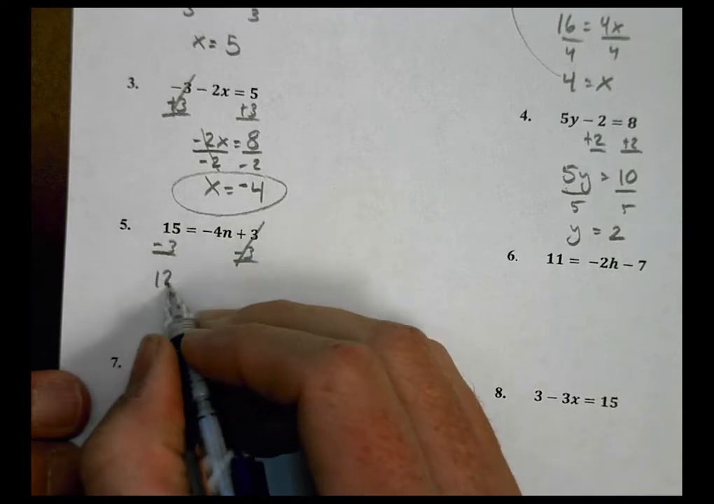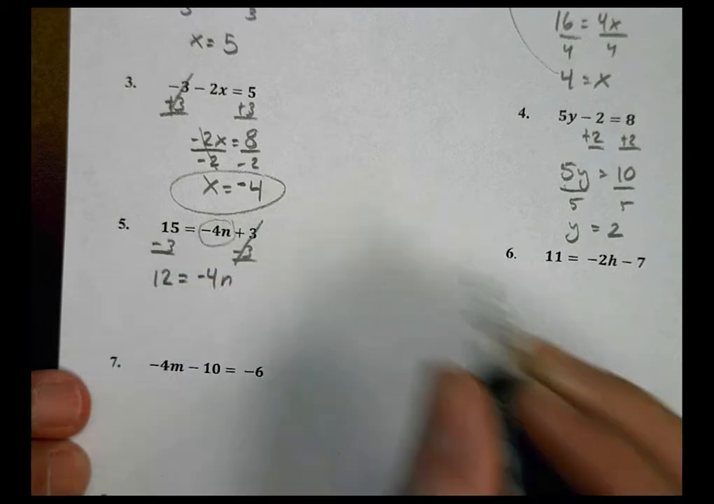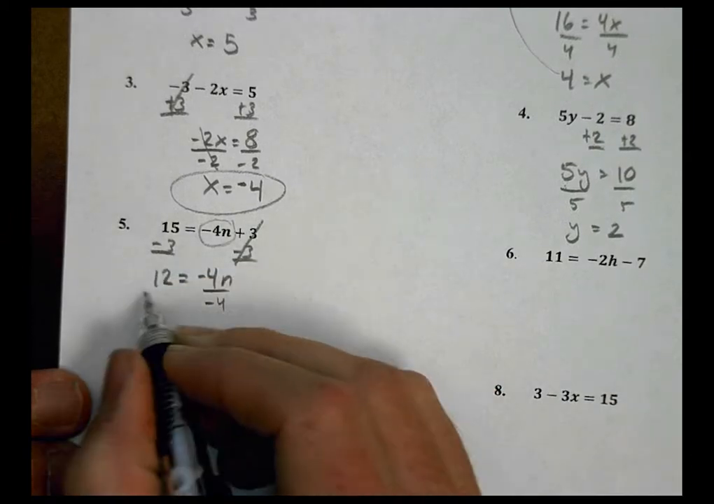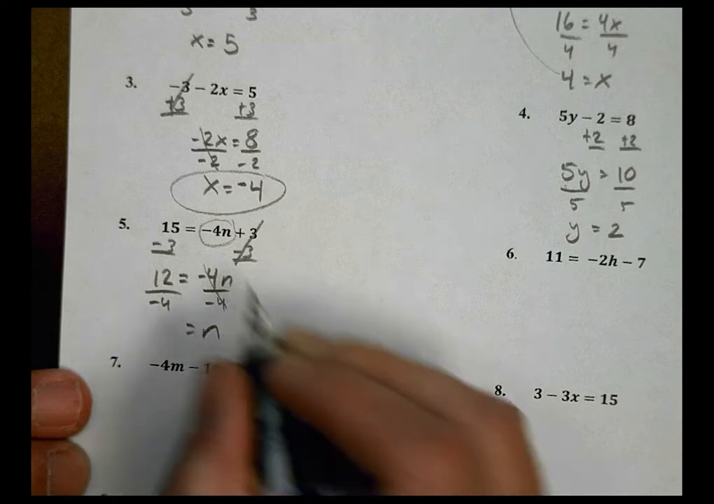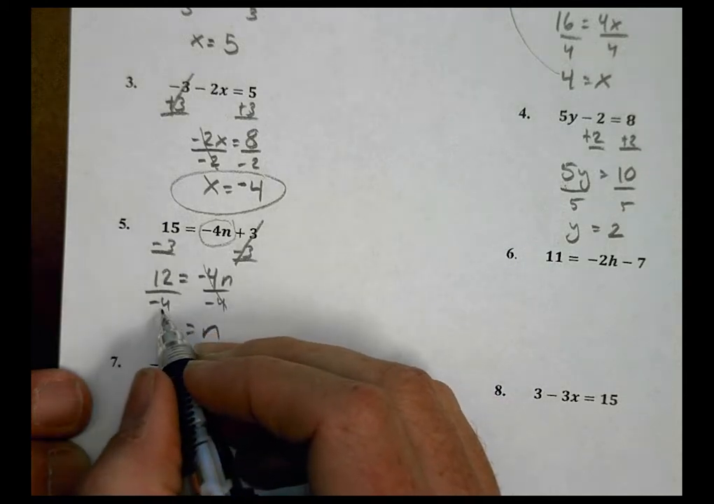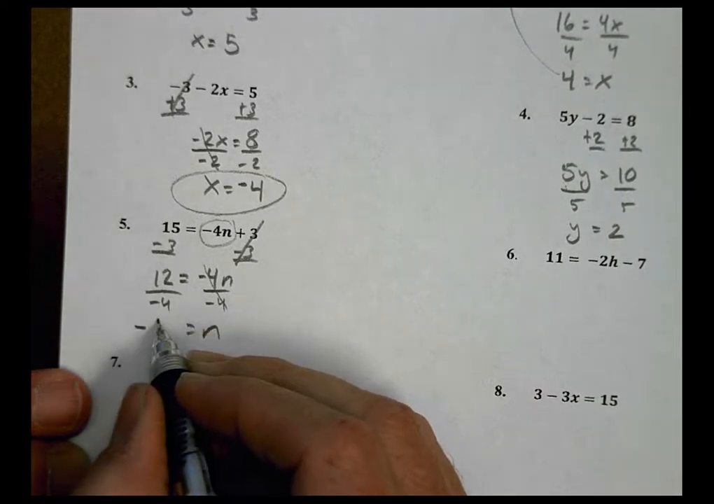15 minus 3 is 12, so 12 equals negative 4n. This stays like it is. Now we'll divide both sides by a negative 4. So the negative 4 cancels out, so n is equal to 12 divided by negative 4. Positive divided by negative is a negative. 12 divided by 4 is 3.